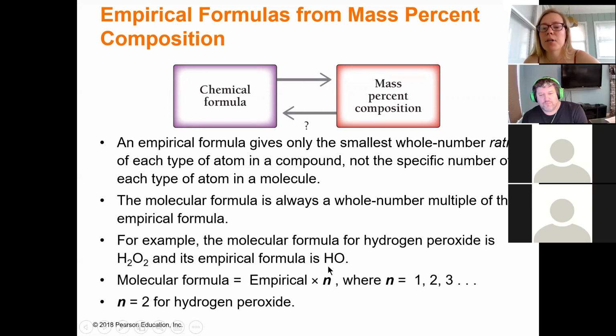So when looking at the empirical formula for hydrogen peroxide, which is HO, the molecular formula is H2O2, right? How do we get from here to here? We multiply by 2, or the n value is equal to 2, twice as big, right? So the real life situation is twice as heavy as the lowest ratio.